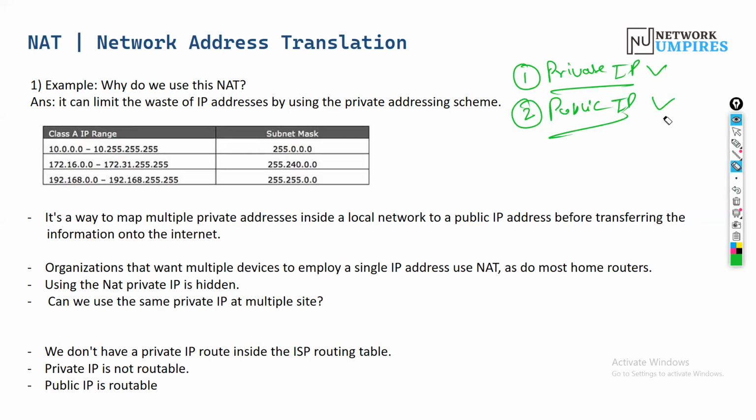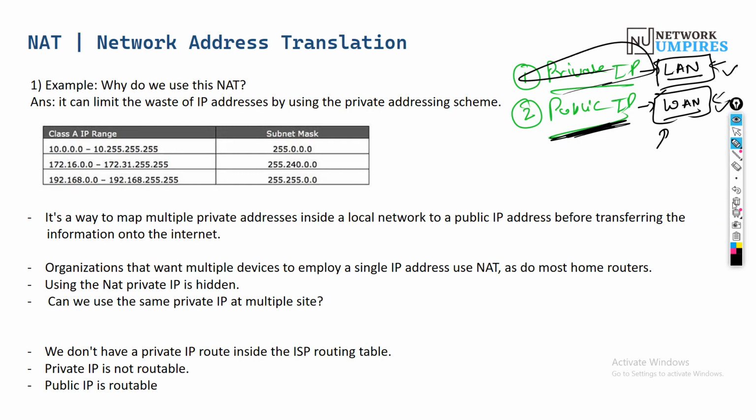Now the question is, where are we using private IP and where are we using public IP, right? Private IP we are using in our LAN network, and public IP we are using on the WAN network. Got my point? Okay. Public IP, we are using on the WAN network. Private IP, we are using on the LAN network.